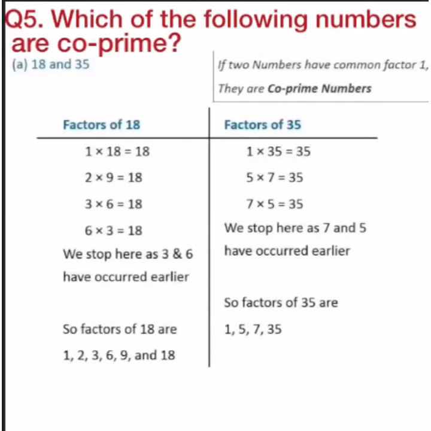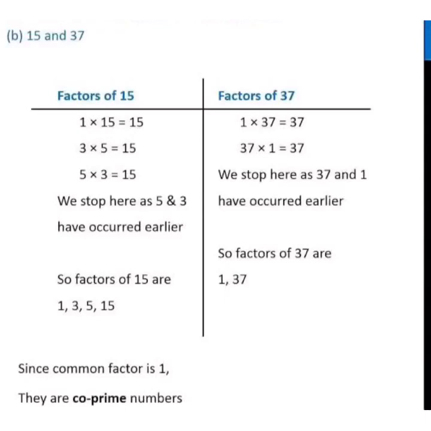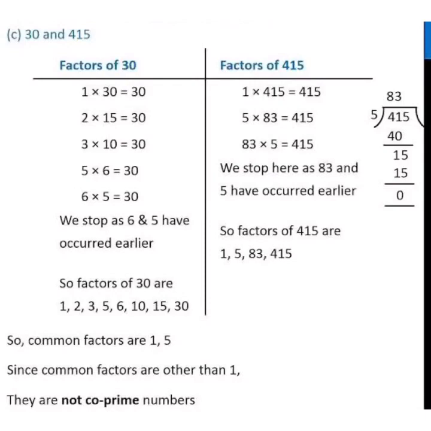The next one is 15 and 37. The factors of 15 are 1, 3, 5 and 15, and the factors of 37 are 1 and 37. That is just two factors, because 37 itself is a prime number. As there is only one common factor in both numbers, 15 and 37 are co-prime numbers. Children, now the next pair is 30 and 415.